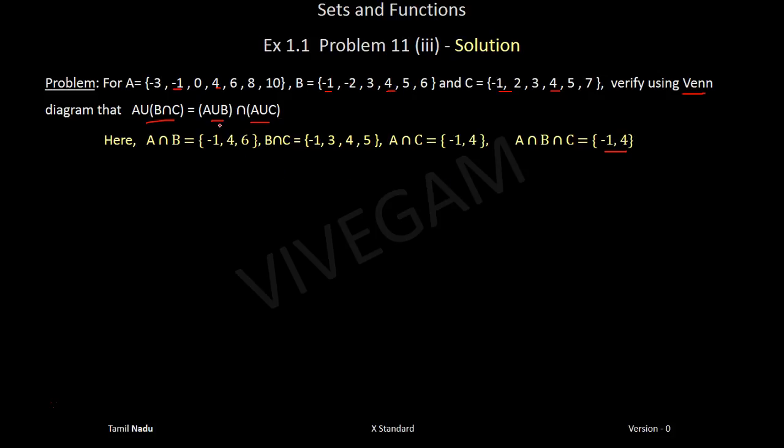Now next, because you have to have A intersection B, B intersection C and A intersection C, go by the same method and find out all these things. List it out: A intersection B, B intersection C and A intersection C.